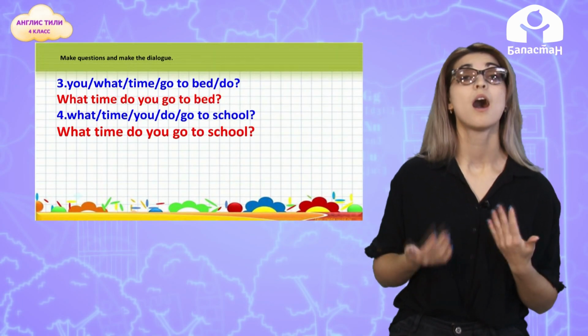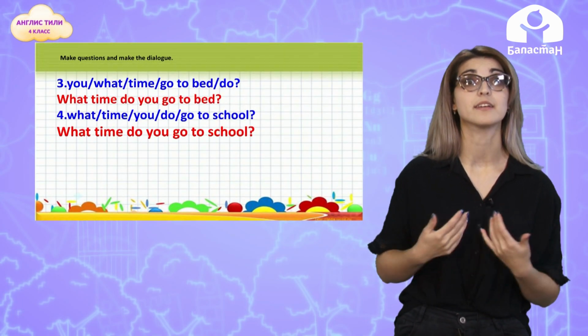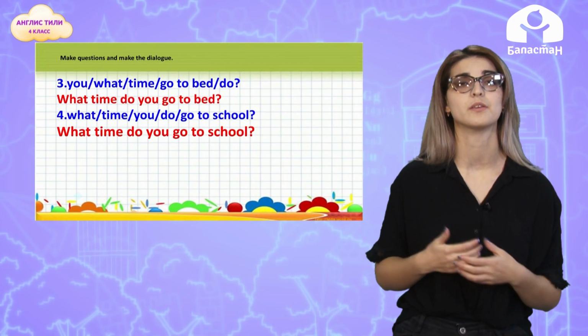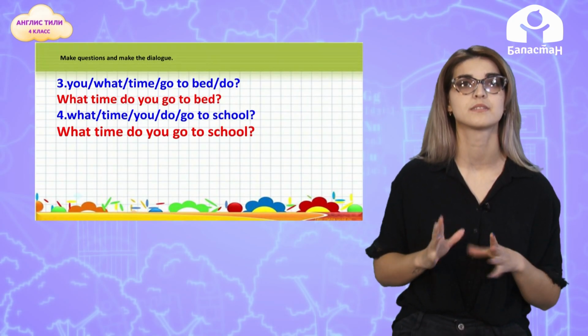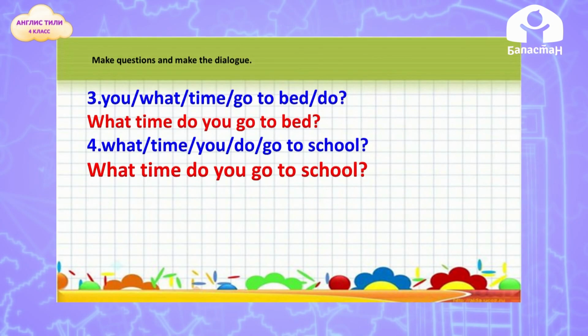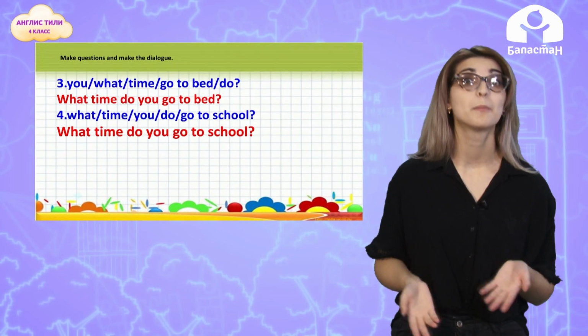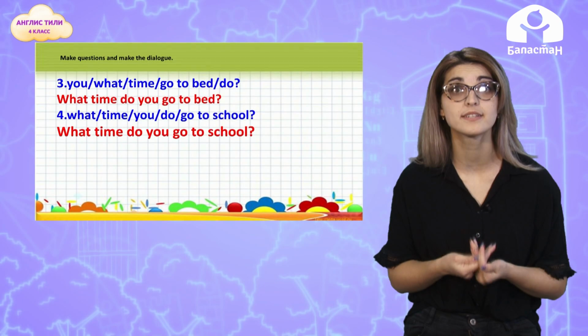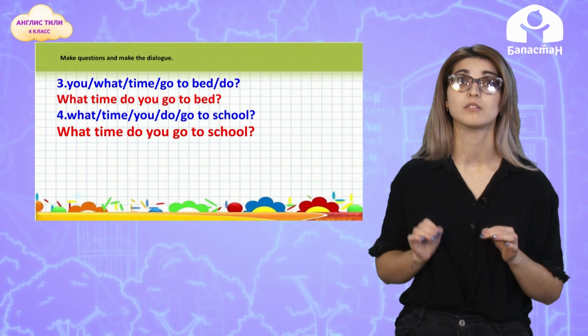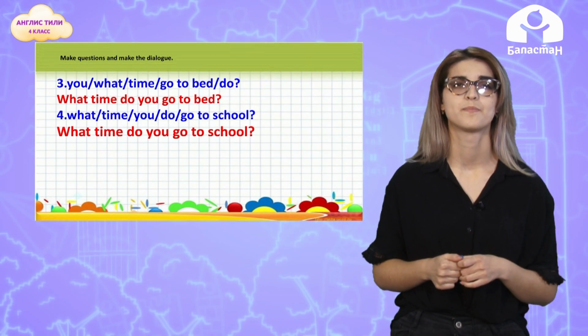For example, I have breakfast at 8 o'clock in the morning. Next, you, what time go to bed do? And our question is, what time do you go to bed? For example, I go to bed at 11 o'clock in the evening.